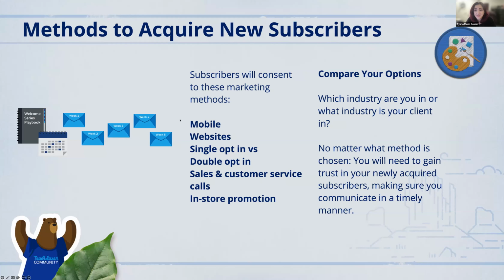So methods to acquire new subscribers. A lot of these are really interesting because they're coming up more and more. Mobile has moved up to the top rather than websites, especially when it comes to retail and, let's say, concerts. So subscribers will consent to these different marketing methods. You have mobile, websites, single opt-in versus double opt-in, which are the different ways you can do that via mail. Generally, double opt-in isn't used as much anymore, though it was really a thing a few years ago.